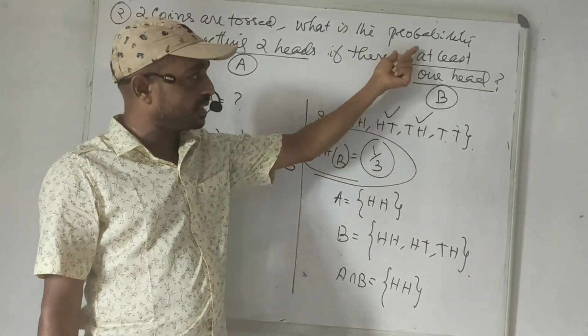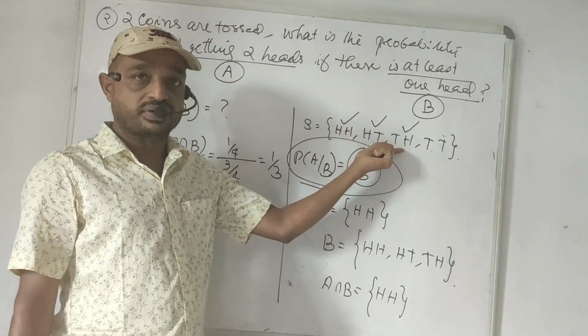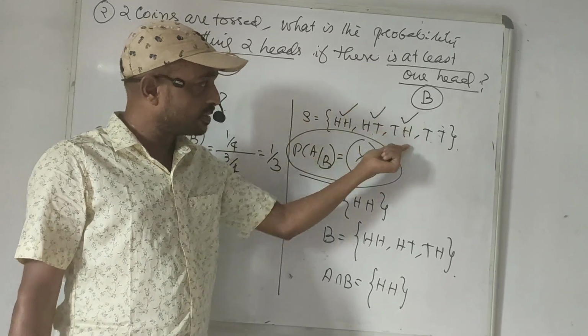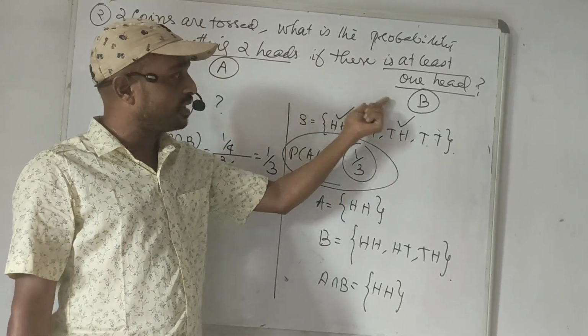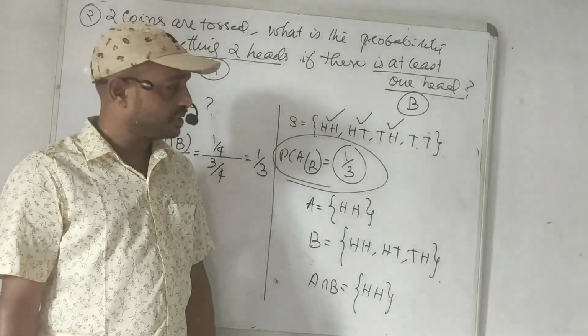So what are the favorable cases corresponding to B? These 3 are the favorable cases. So our new sample space is the set containing only these 3 elements. We should not consider this one, TT.